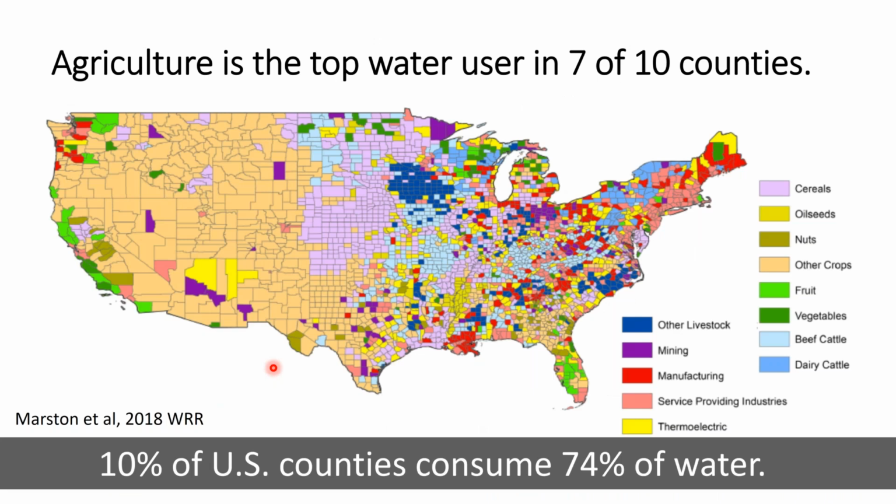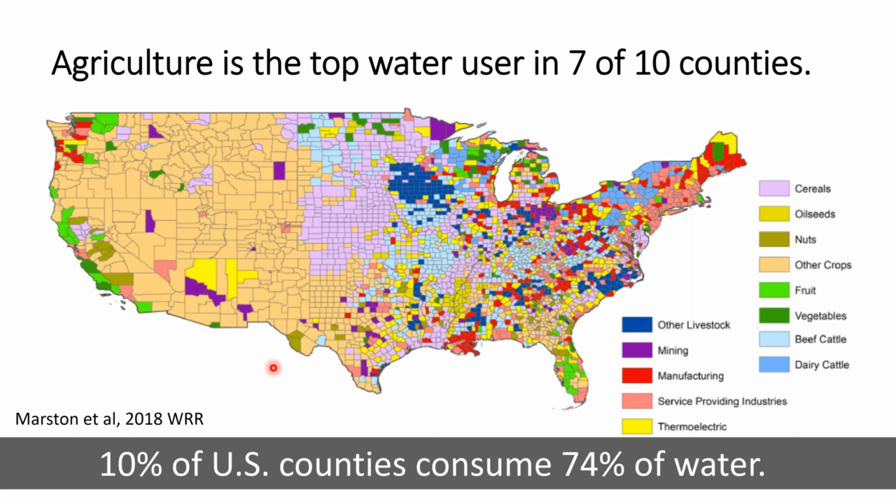If we step out a little further from just the livestock and look at agriculture in general, we find that agriculture is the top water user in 7 of 10 counties within the United States. Perhaps it would be even larger than that if we didn't divide agriculture into numerous sectors, just to get a little more specificity on which particular production within agriculture we're looking at within each area. We find that 10% of U.S. counties consume about 3/4 of all the water that's used within the United States. There are over 3,000 counties, so roughly 300 counties consume about 75% of the water.